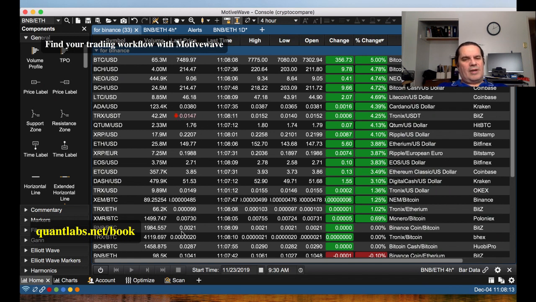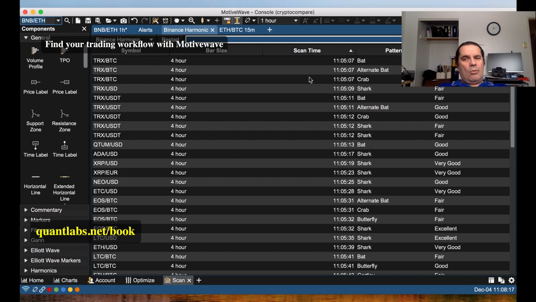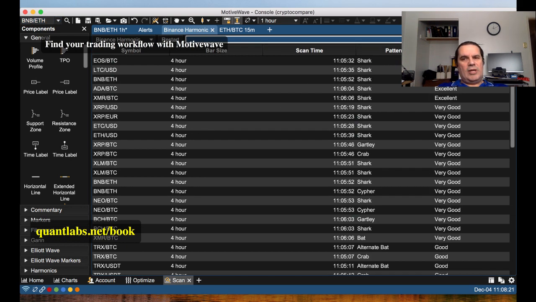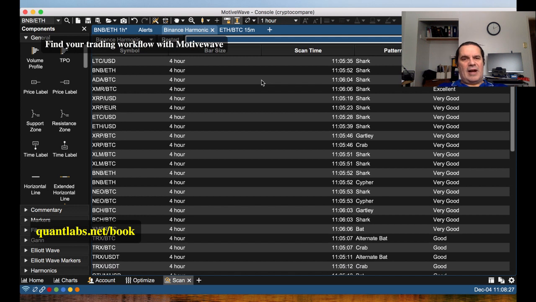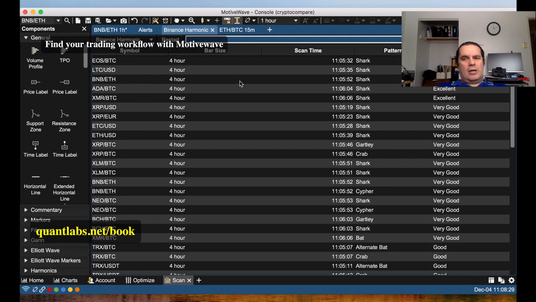So as I said, we've done our scan, and that's a scan on Harmonic. So what I look for here in the scores, I look for excellent ratings, only excellent. So here we have 2 ratings that look really good, or actually there's 5. So in here, we have EOS, Bitcoin, Litecoin, USD, all these different ones. So we have 5. So the first one I'm going to look at is this one.